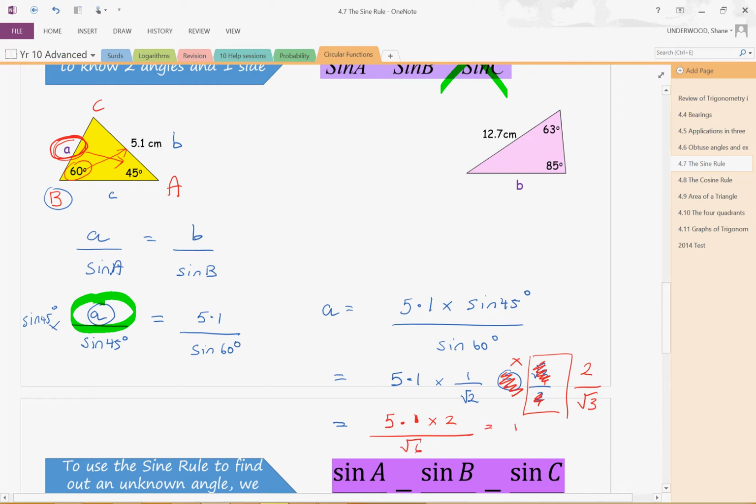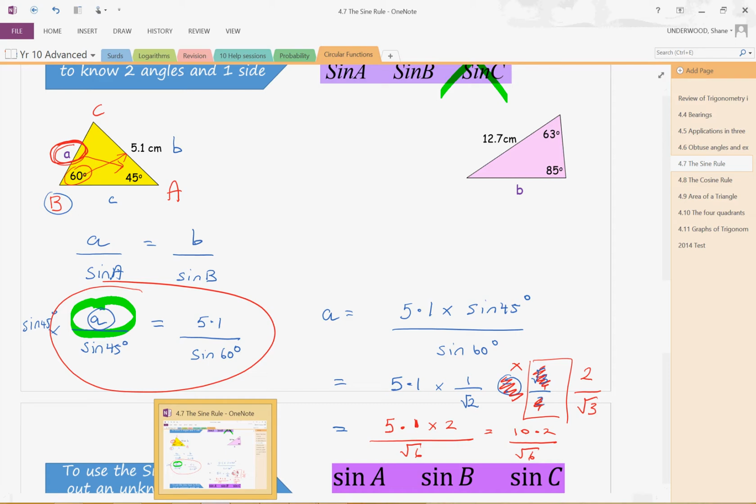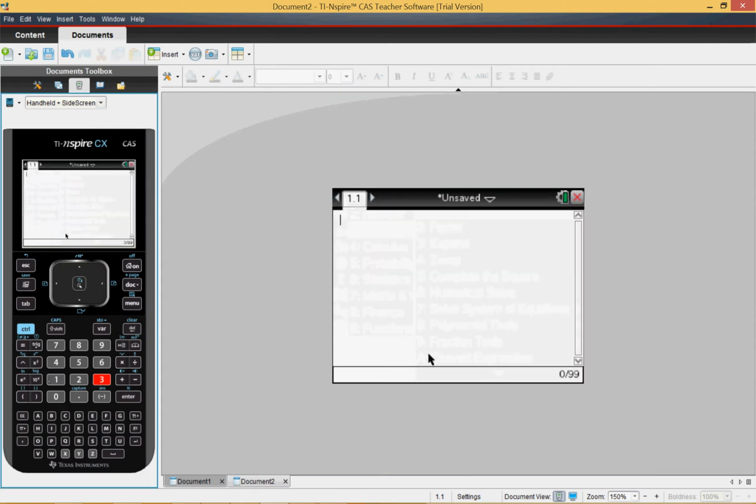Now you'd have to use your calculator, wouldn't you? Yeah, that's correct. What you could have done, if your algebra is not so good and you did have a CAS calculator, is just use this directly: A on sine 45, and do solve. Now, of course, to do solve, what's the shortcut? Menu 3, 1. Menu 3, 1, go to solve.